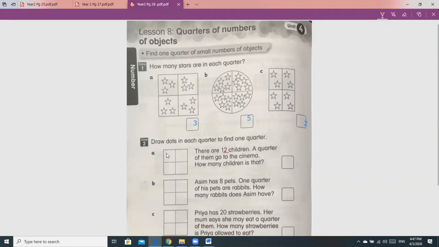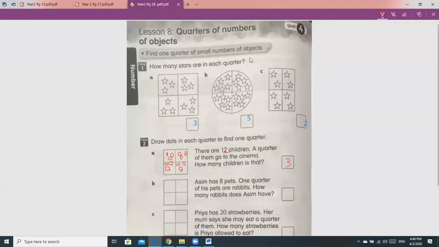Let's make it. 1, I will do here 1, 2, 3, 4, 5, 6, 7, 8, 9, 10, 11, 12. I finished them? Yes. Each one has what? 3. Each one has 3? Yes, so it's correct. I have to divide this 12 into 4 parts. So each part is going to have 3. So it's 3.